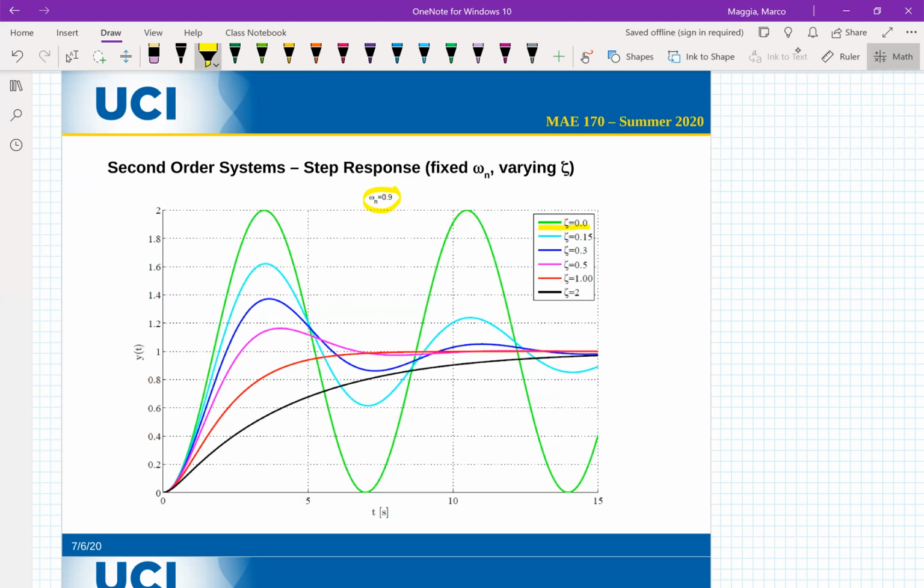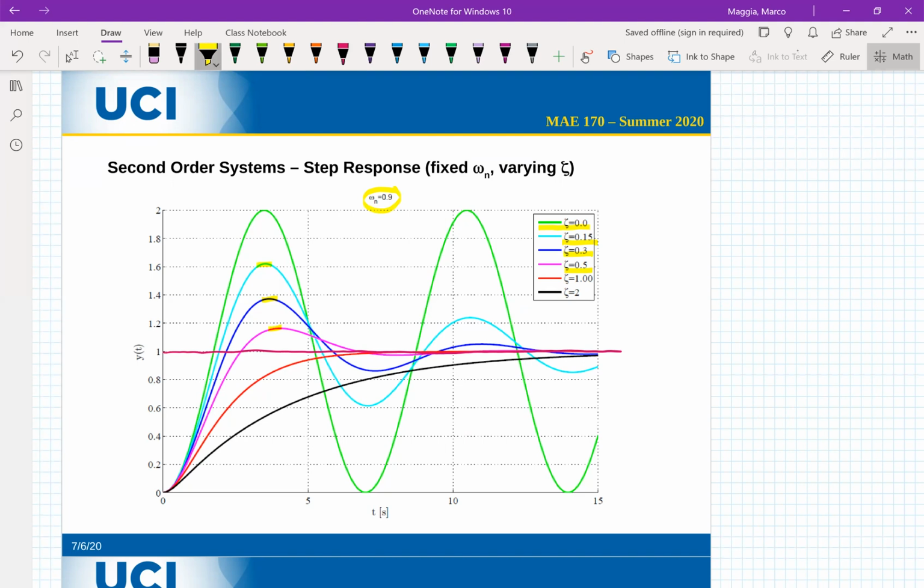As soon as we increase the value for the damping ratio, in this case from 0.15 to 0.3 to 0.5, now we have that the first peak decreases, we have a higher period, and we have an oscillation about the value 1. You take a look here. This is 1. And eventually we're going to converge to 1.